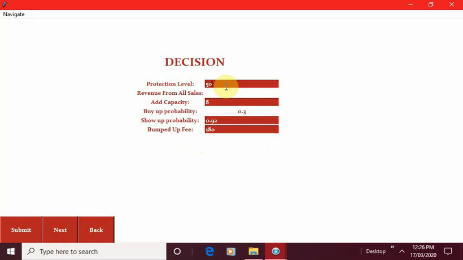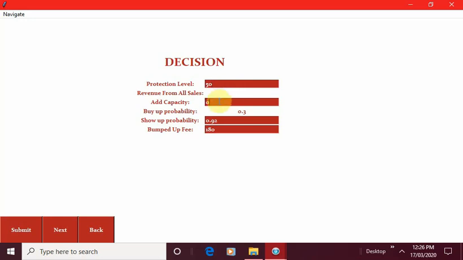Let's keep the protection level at 15. The airline would want to sell 50 tickets for the high fare, and capacity need not be added.